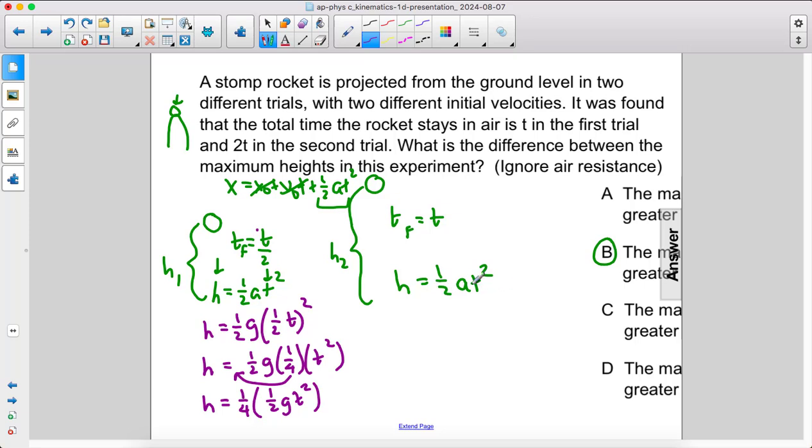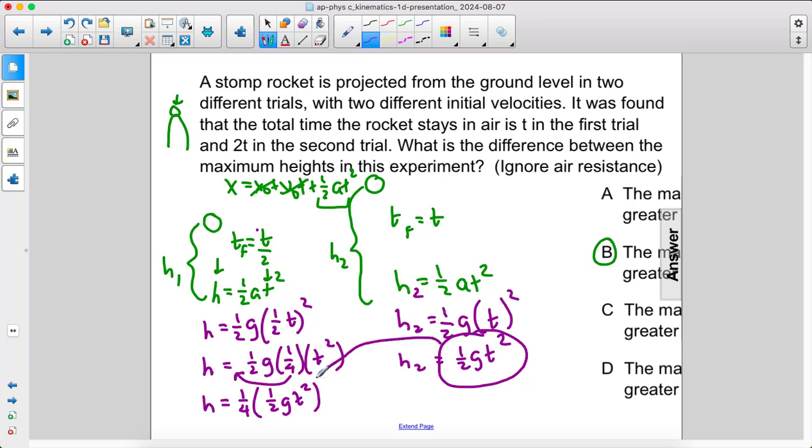Now let's go see what the other one looks like. This is h2, different height. This is the same, 1/2 g, but the flight time is t squared. So it's not t over 2, right? It's twice that amount of time. So therefore, we get 1/2 gt squared. Now look, 1/2 gt squared is right there. So therefore, the max height for 1 is 1/4 the max height of the second one.